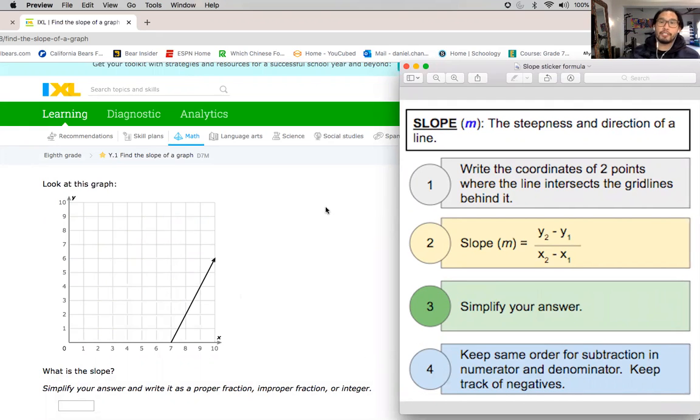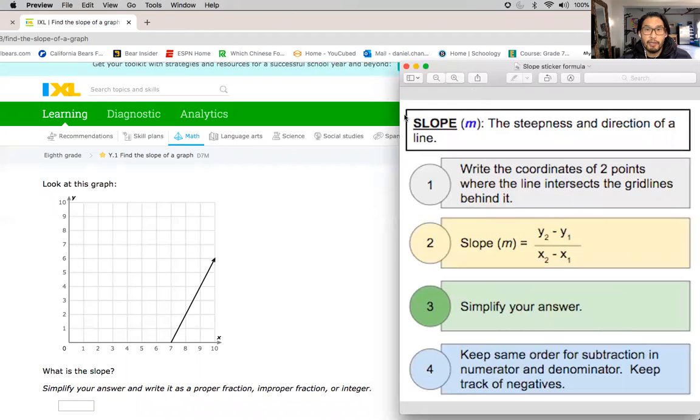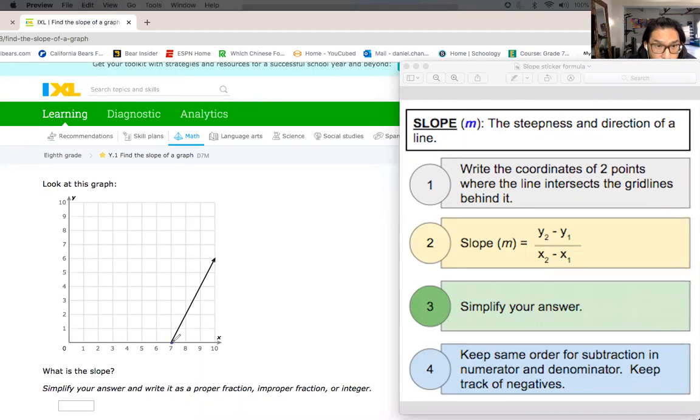Okay, 4 steps again. Step 1, write the coordinates of 2 points where the line intersects the grid lines behind it. So we're going to use coordinates to do this. So I'm going to pick a point here. There's a clear point of intersection there. Whoops, let me get my sticker back. There's a clear point of intersection there, there, and there. But let me just choose this one.